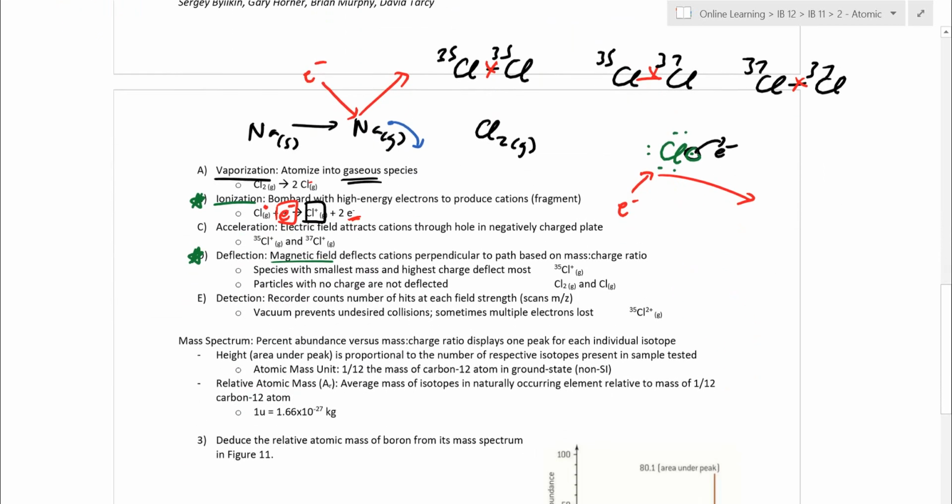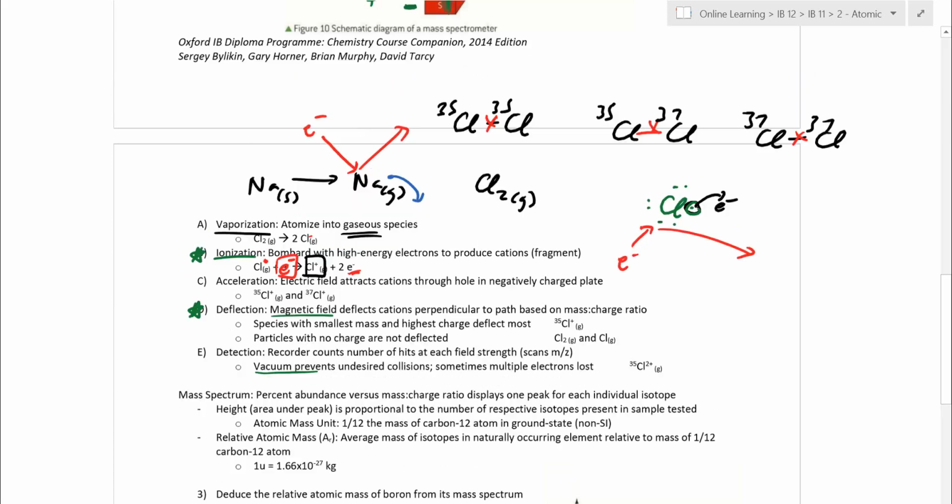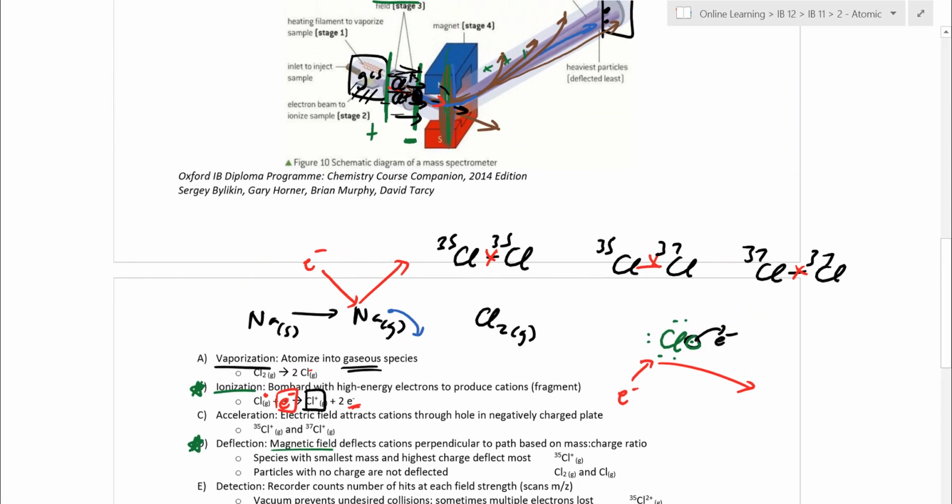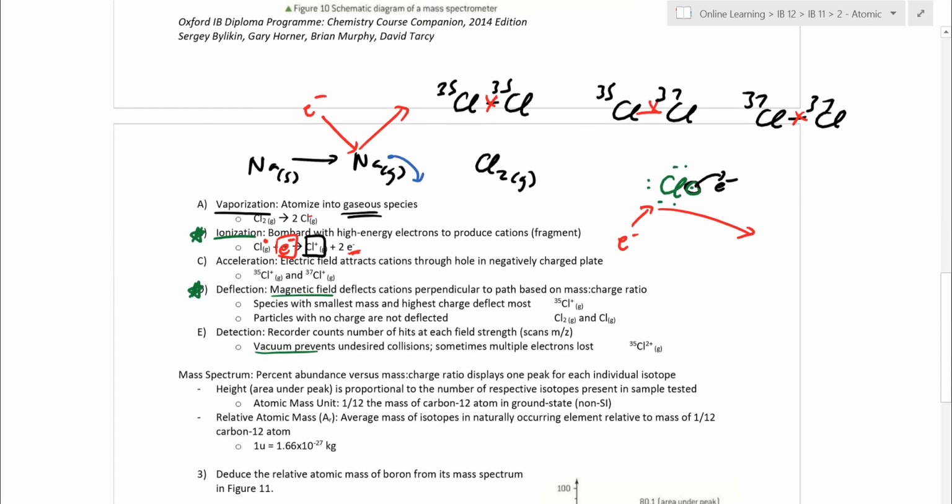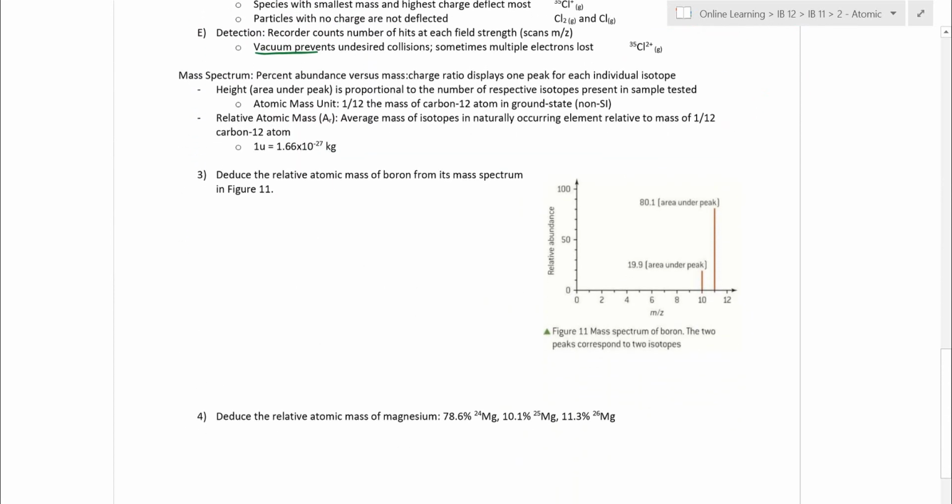We do want to keep this chamber here under high vacuum so that the particles don't accidentally collide with other particles where they should have made it to the end and they actually don't. I keep that under high vacuum to make sure some of these can actually get all the way down to the detector.